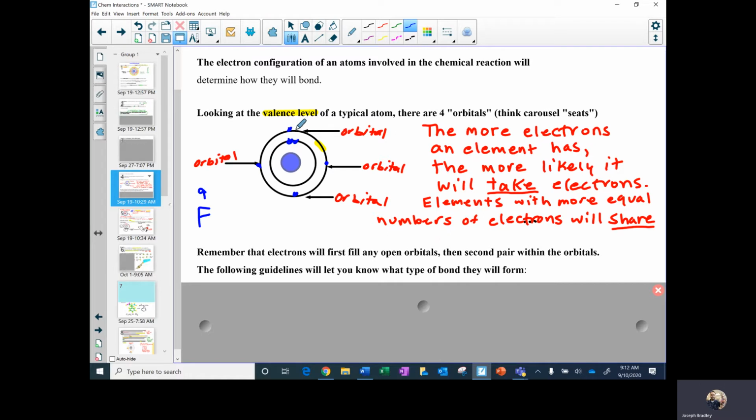Then we pair in each orbital. So that would be neon, that would be oxygen, and then this would be fluorine, which then leaves that last outer orbital unpaired. But again, that is the reason why it has such a strong electronegativity, because it's going to strongly take an electron from something else to fill that energy level.